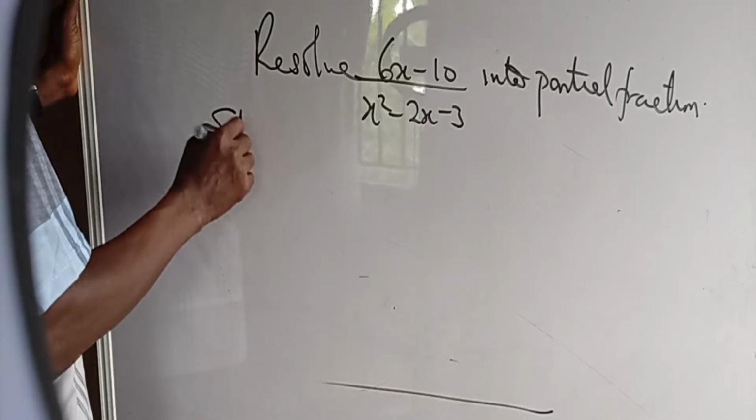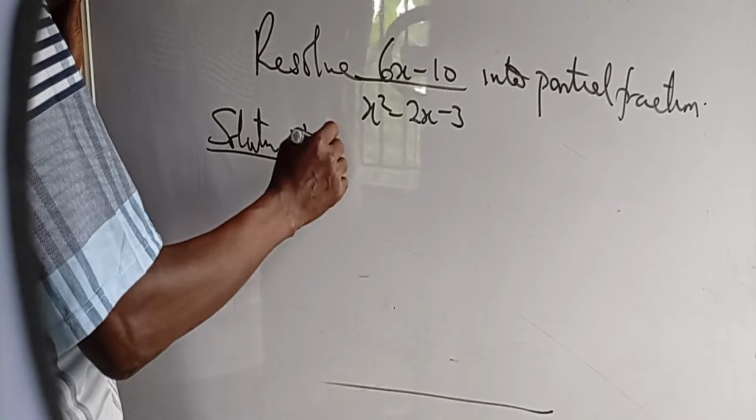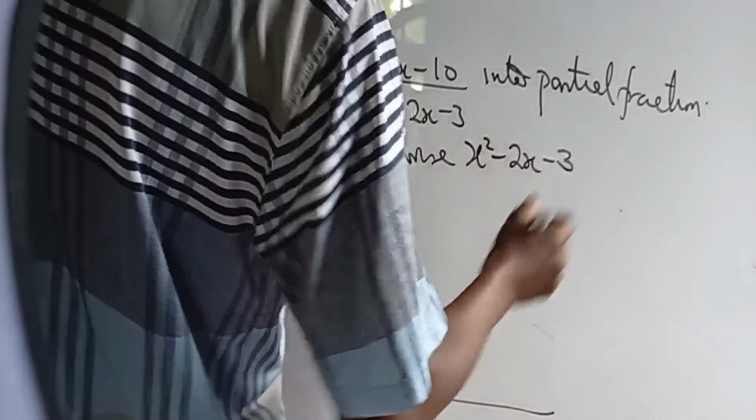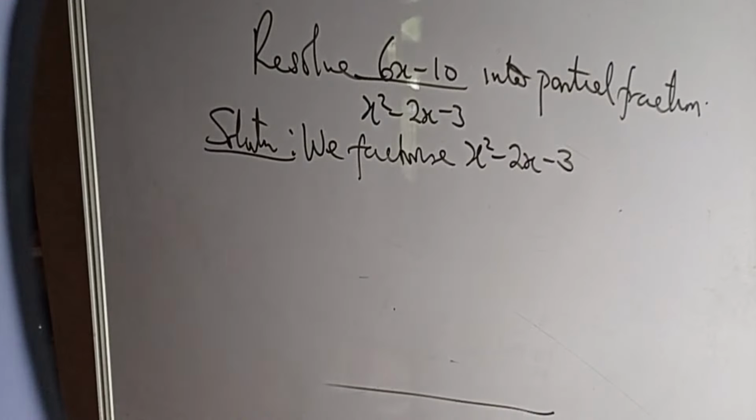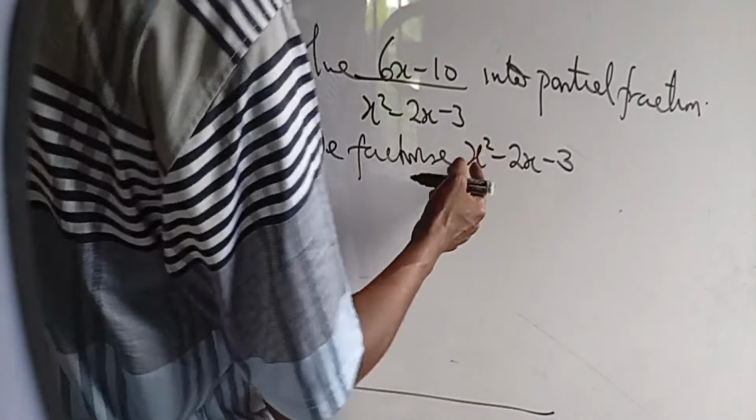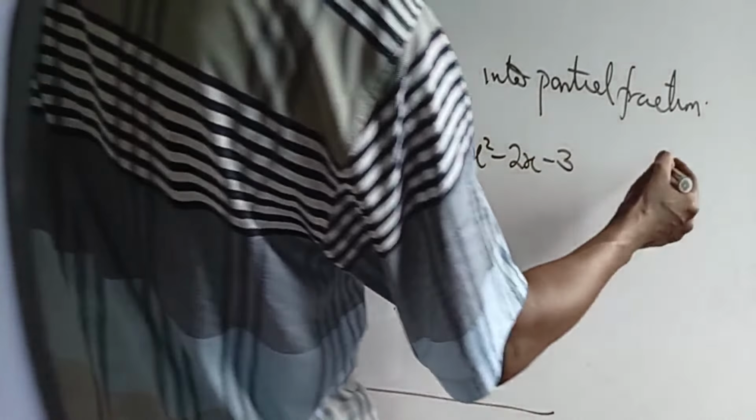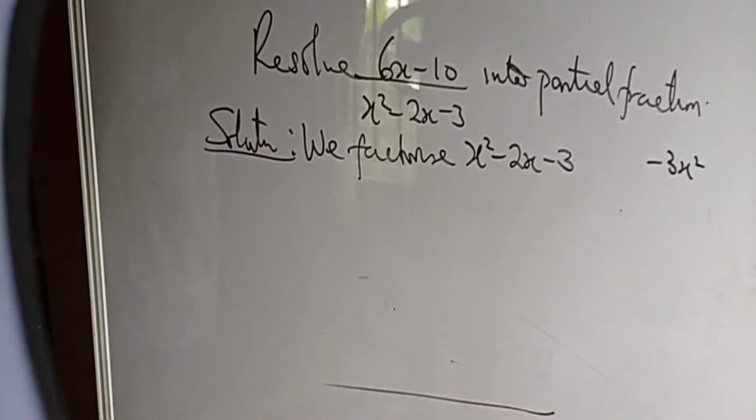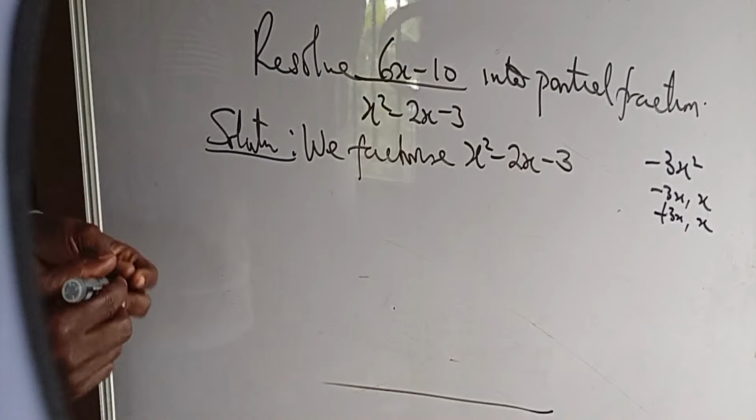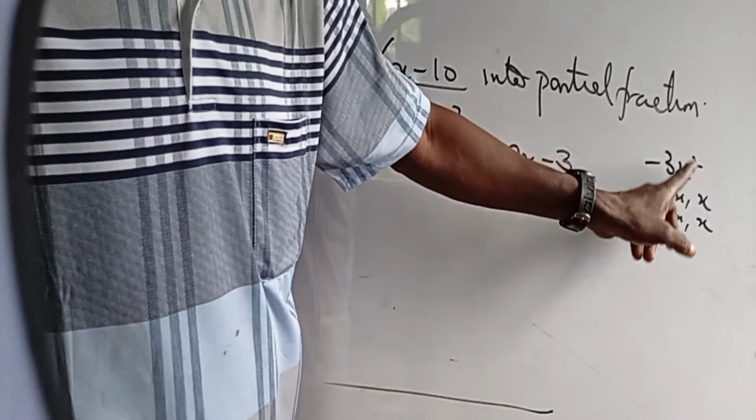Now, solution. We factorize x squared minus 2x minus 3. If it cannot be factorized, then we are going to use another rule. Okay? Now, how do we factorize this expression? Let's take it like this. Multiply the first term by the last term. x squared times minus 3, that's minus 3x squared. So we look for the factors of minus 3x squared. We are going to have minus 3x and x, or plus 3x and x. So this pair of factors will give us minus 3x squared if we multiply them.